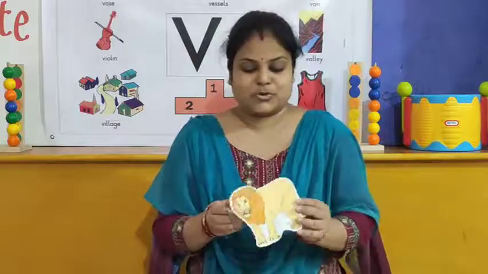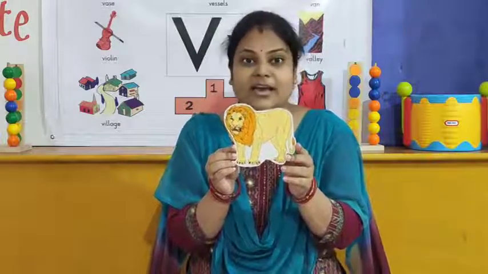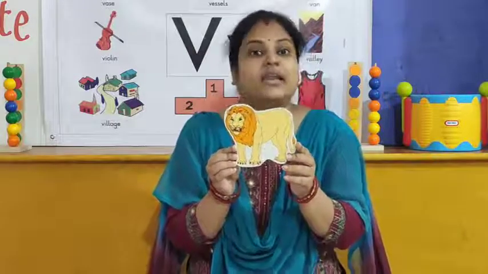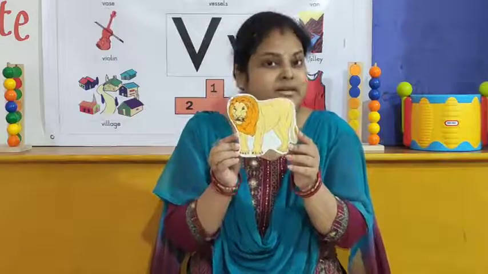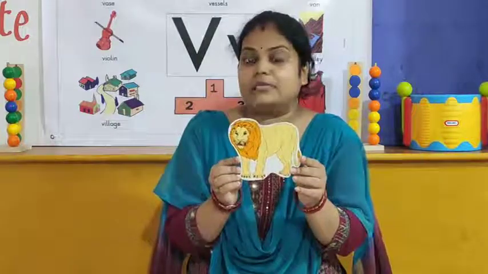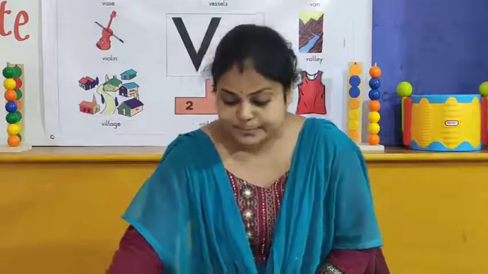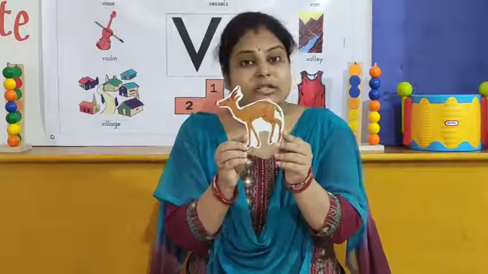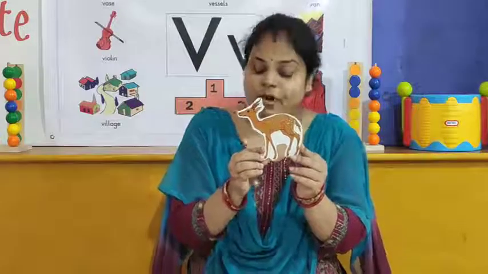Okay children, which animal is this? You know, this is a lion. Where does the lion live? The lion lives in the forest. So it is a wild animal. And we have a deer. This is a deer. The deer also lives in the forest.